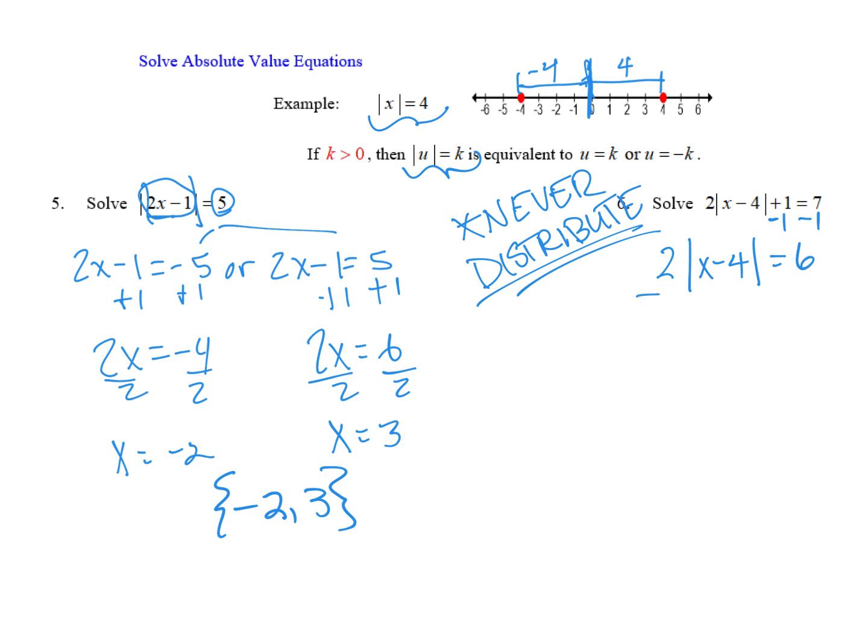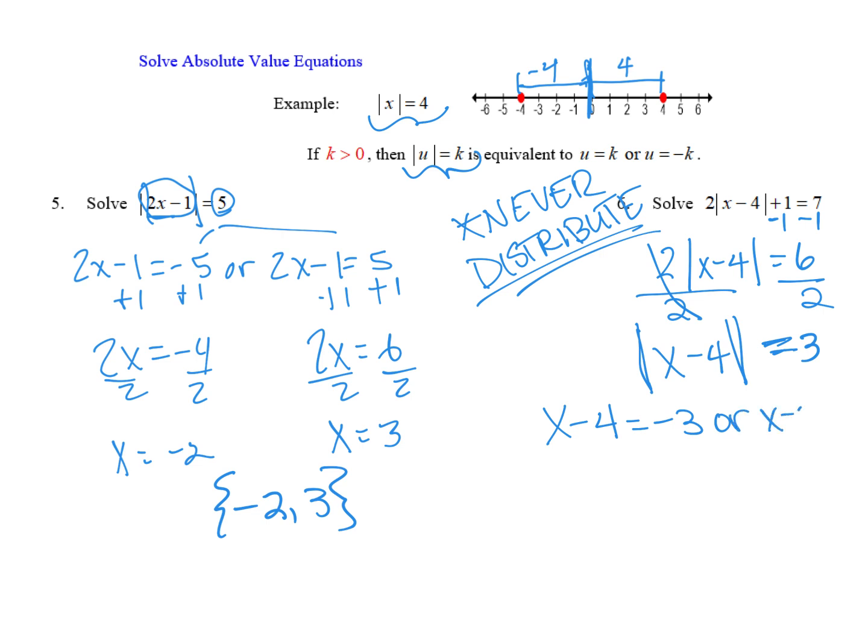Here, to finish solving, I'm going to divide by 2 so that x minus 4 is by itself and 3 is on the other side. Now, this is saying the distance from 0 is 3. So x minus 4 could be negative 3 because negative 3 is 3 units from 0. Or x minus 4 is positive 3 because positive 3 is 3 units from 0. So we're going to add 4 and x equals 1. And we're going to add 4 and x equals 7.